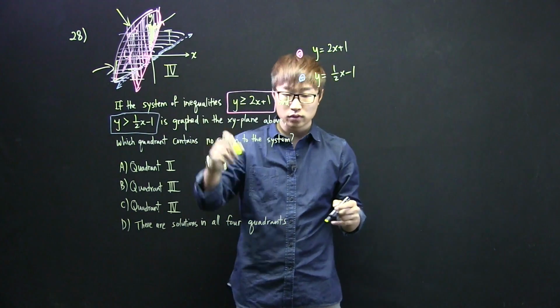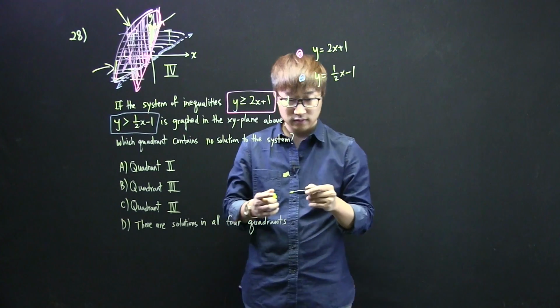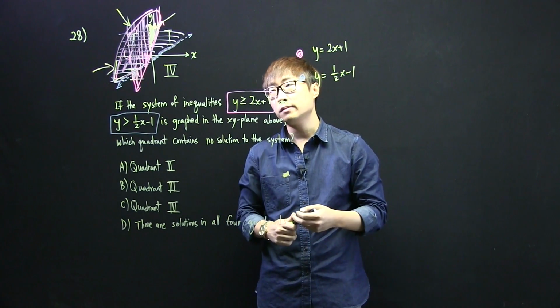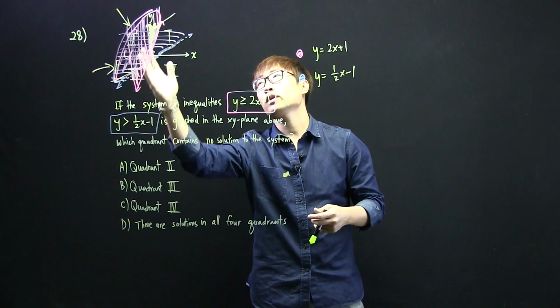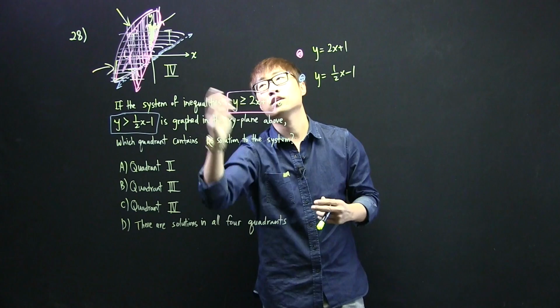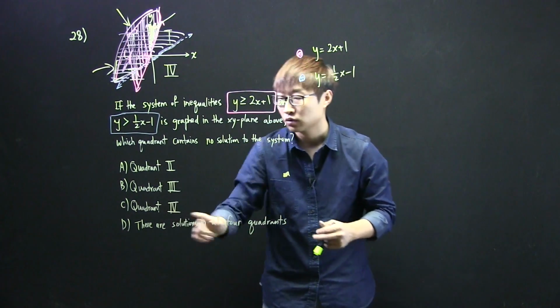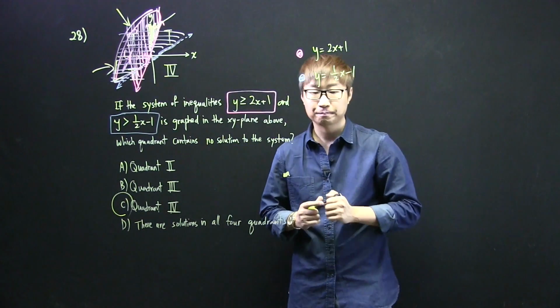But look at quadrant 4, the poor little quadrant 4. It's got nothing on them, right? Yeah, so it's got nothing on quadrant 4, which probably means the overlapping region all occurs at quadrant 3, quadrant 2, quadrant 1, but it doesn't occur in quadrant 4, which means there is no solution in quadrant 4, and therefore my answer choice is C.